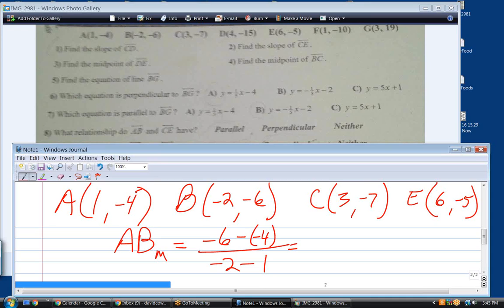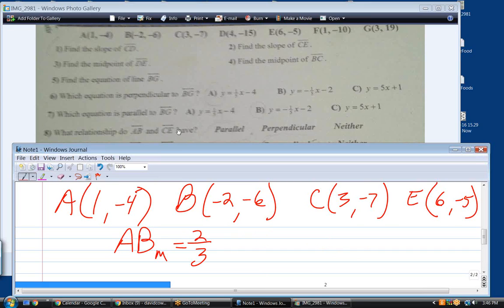So -6 minus -4 is -2. Okay. And then -2 minus 1 is -3. Okay. Simplify it further. Can you simplify it further? Yeah, we got a negative divided by a negative. What does that become? Positive. Oh, okay. So negative divided by negative is positive. So -2 over -3 is positive 2/3. So that's the slope of AB. So I'm going to erase all of this, and I'm going to put 2/3 there.